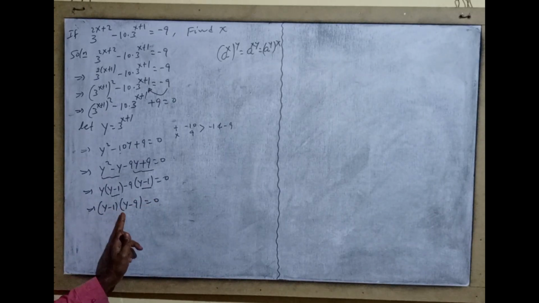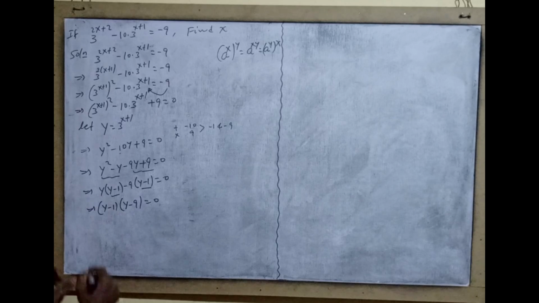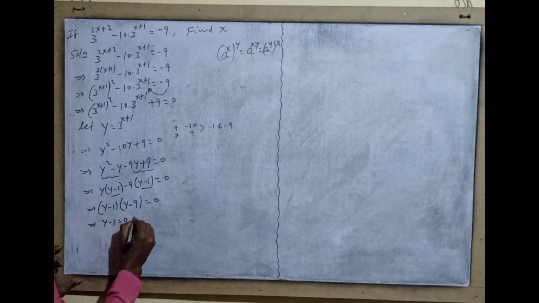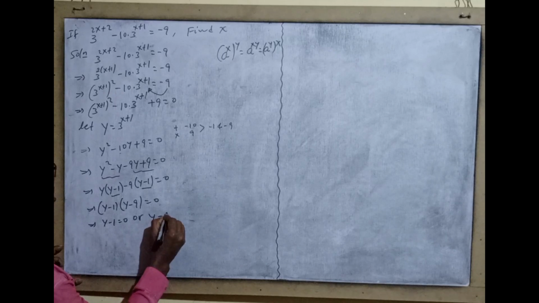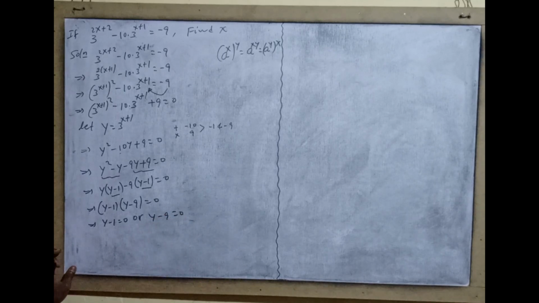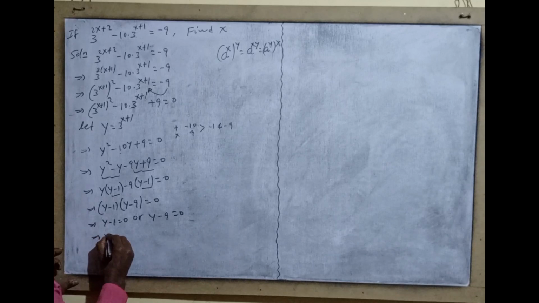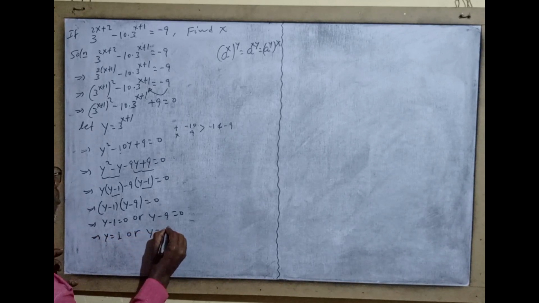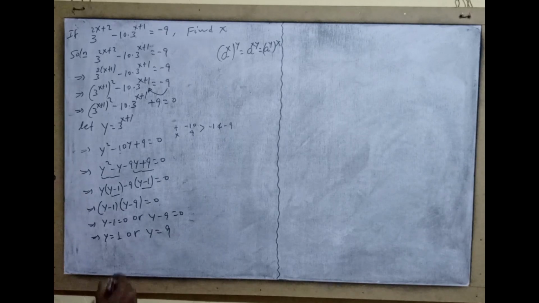(y - 1)(y - 9) = 0 means y - 1 = 0 or y - 9 = 0. y - 1 = 0 means y = 1, or y = 9.